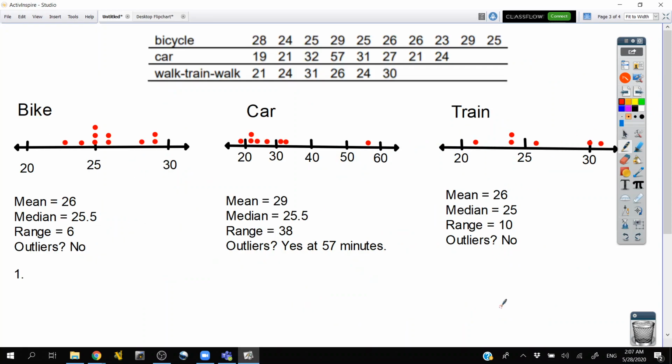So let's look at things you were looking at this morning. I want to talk first about how can we argue that the bike is the best mode of transport for James.